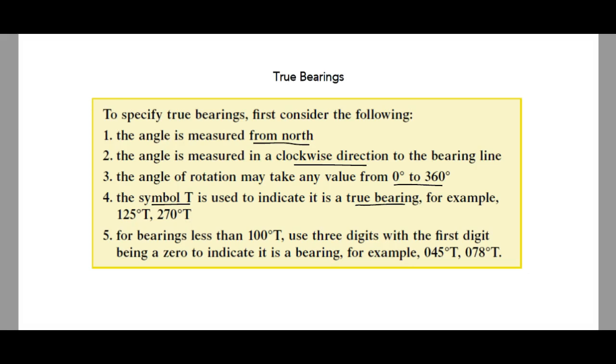For true bearings less than 100 degrees, for example 45 degrees T or 78 degrees T, we need to make sure we enter the first digit as a 0. Similarly, if we have a true bearing, say 7 degrees, we have to represent it as 007, and that's the only thing that's going to make James Bond very proud.